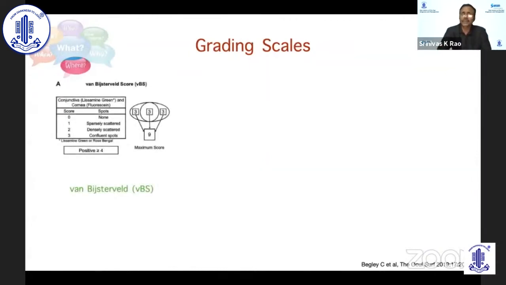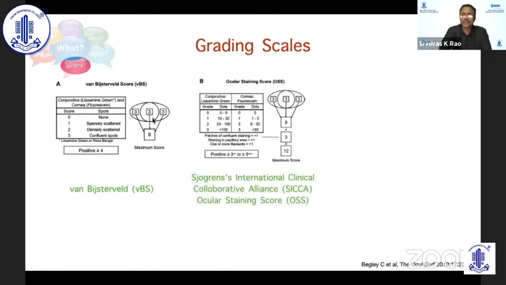Basically, the first grading scale that was used was the Van Bijsterveld score. When he used rose bengal to stain the entire ocular surface, he divided it into 3 parts, and each of these he scored semi-quantitatively from 0 to 3, for a score of 9. The next is the OSS, or the ocular staining score, from the Sjögren's Alliance. So here, in order to give equal weightage to the cornea, they added another 3 points to the cornea, one for the presence of confluent staining on the cornea, one for staining in the pupillary area, and one for the presence of filaments. So this became a total score of 12, 6 for the cornea and 6 for the conjunctiva.